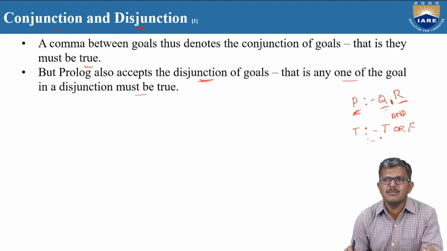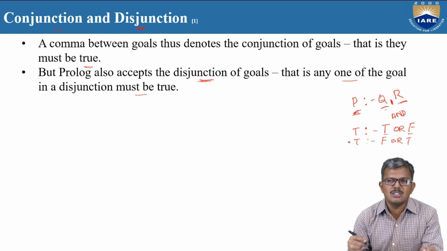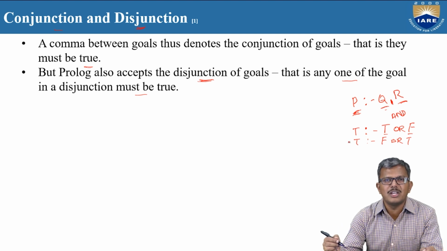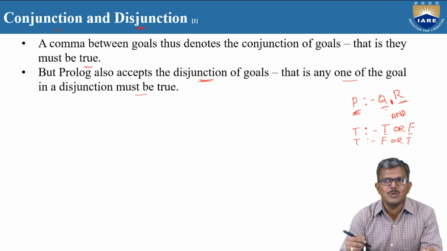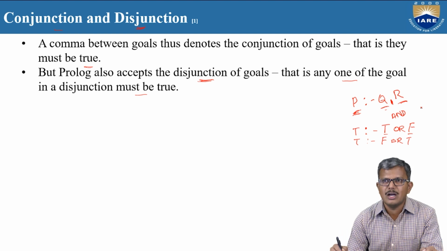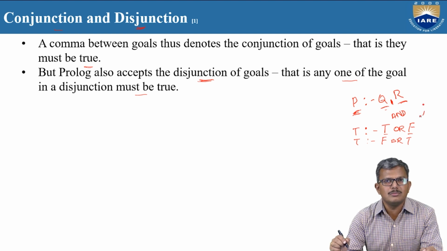Similarly, you can take false or true. In this case also you can prove that P is true. That's why we say it's not necessary that both should be true. We see this logical OR operator in other programming languages in a similar way. The only matter is how we represent that disjunction. In place of a comma, we use the semicolon.